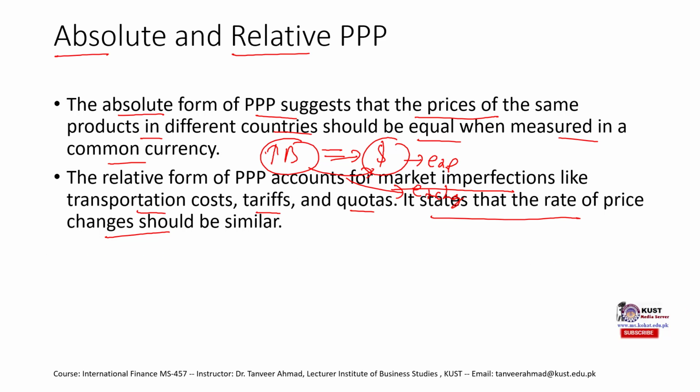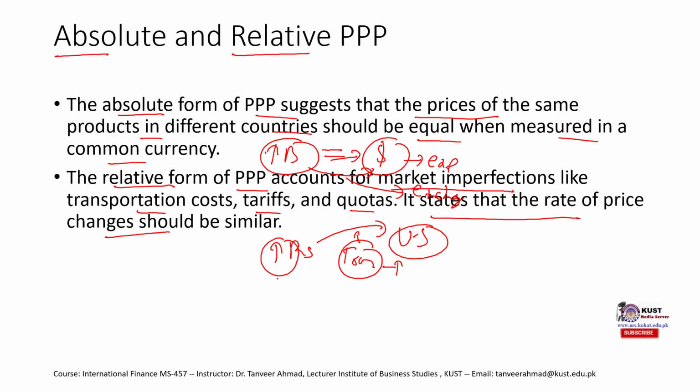So if we continue this previous example, and now the inflation in Pakistan increases, according to absolute purchasing power parity, Pakistani citizens would start buying from the US. But the relative form of purchasing power parity states that it is not necessary, because there would be some transportation cost, and if we take that into account, even if inflation is higher in Pakistan, people would not buy products from the US because of higher transportation cost or because there are certain tariffs.